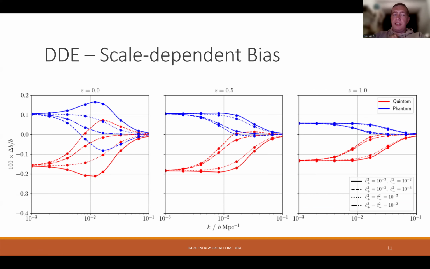So in the low redshift regime, we see two sound horizons that affect this scale dependence. And the total magnitude is about 0.1% in linear bias.